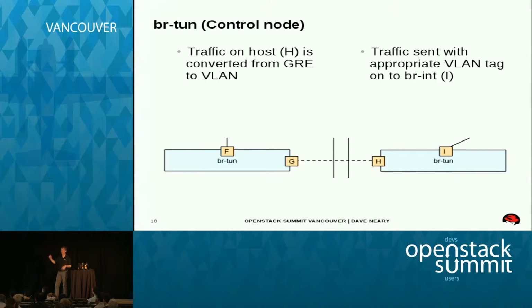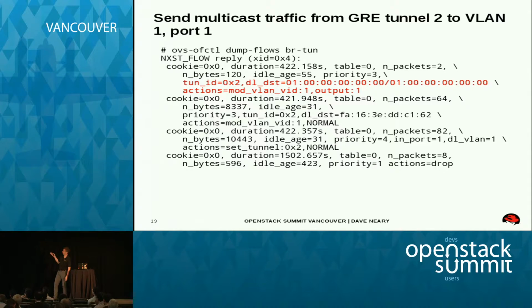So this is a flow table. What you can see here in red is if traffic arriving has a tunnel ID of 2, and its destination is broadcast. So if you're sending broadcast or multicast traffic from GRE tunnel 2, you're going to set mod_vlan_vid. So we're going to set the VLAN VID to 1, and we're going to output that to port 1. So obviously somebody knows what port 1 corresponds to, where this should be going.